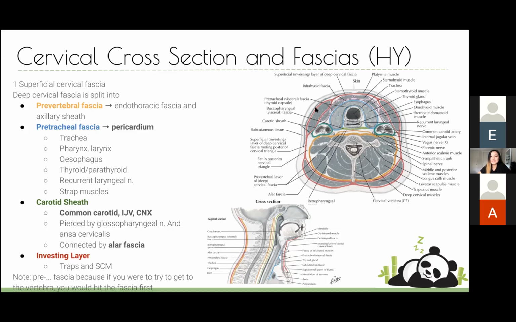And then you've got an investing layer, which is the outer layer here, and that contains your traps, your muscle at the back, and your sternocleidomastoid, your 2 heads.